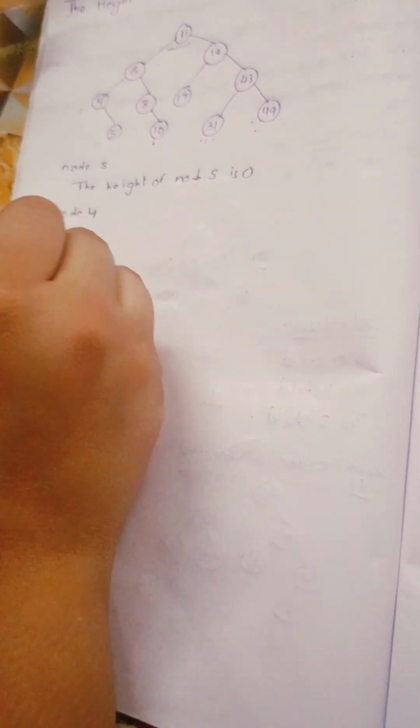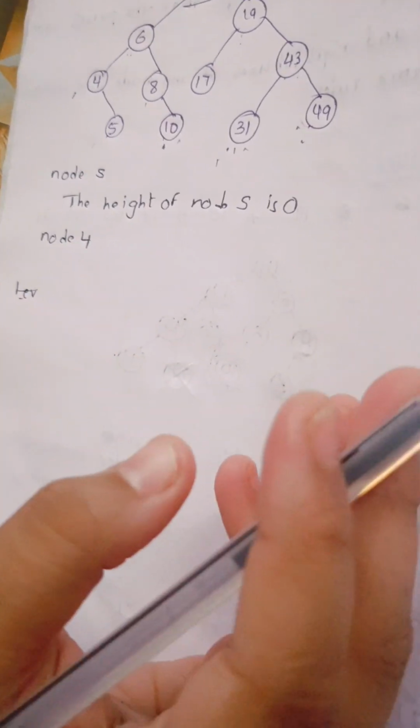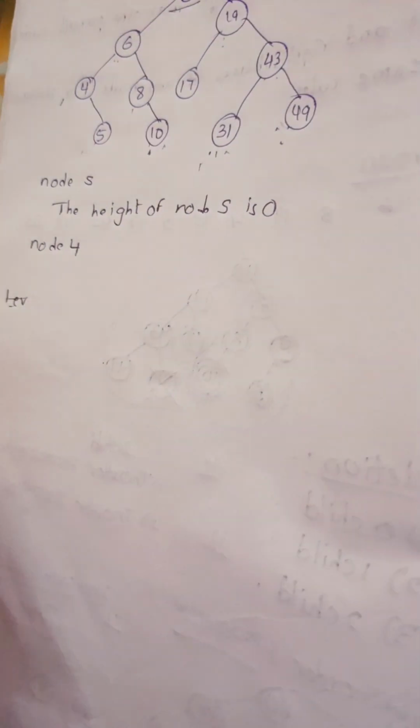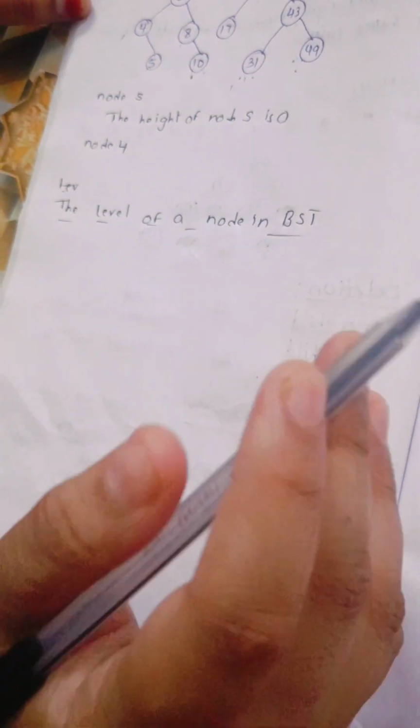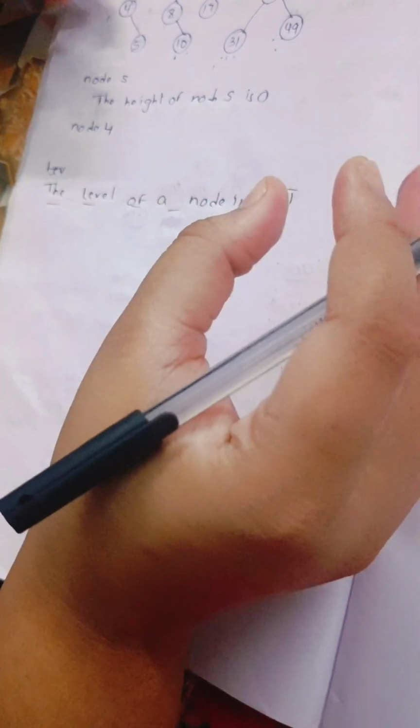Now we are going to discuss the level of a node in a binary search tree. The level of a node in a binary search tree is the number of edges from the root node to the given node. Now let us take an example binary search tree. The level of a node is the number of edges from the root node to the given node.